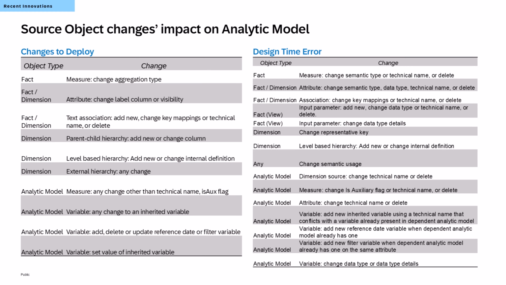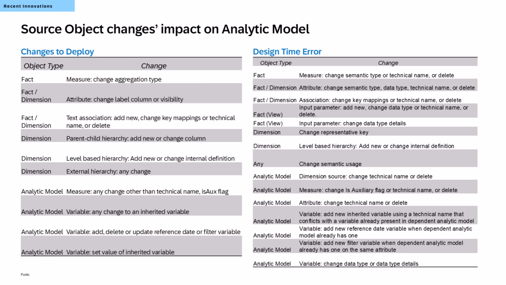So we just saw that changes to the properties of an analytic model can result in one of those states. So the state that we saw was changes to deploy, and we would now like to see when it goes into design time error. And this table that I have shared here is an exhaustive list of changes that we could come back to and refer to, so I have included it in the slide so that you can use it. As you can see, you can make changes to facts, dimensions, and in the analytic models to measures, variables, input parameters, and the like, right?